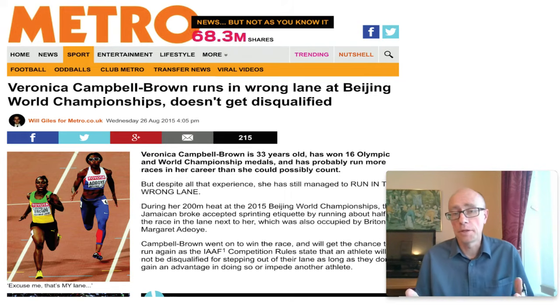But it is elliptical because we've got two clauses here and we've got the ellipsis of a contrastive connective like but, which you would usually have before doesn't get disqualified there. So it's putting focus on a particular athlete that the reader might or might not have heard of. And then we go into the story itself.